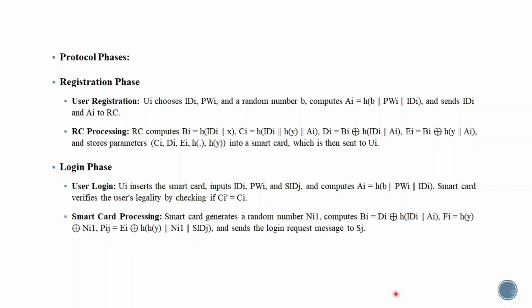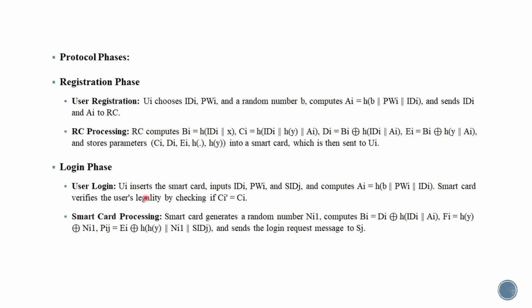Now during the registration phase, the user enters his own user ID and password and a random number. He computes a hash of that user password and user ID along with that random number appended together, and then this ID and hash is sent to the registration server. The registration server computes its own parameters and stores these parameters onto the user smart card for further authentication.